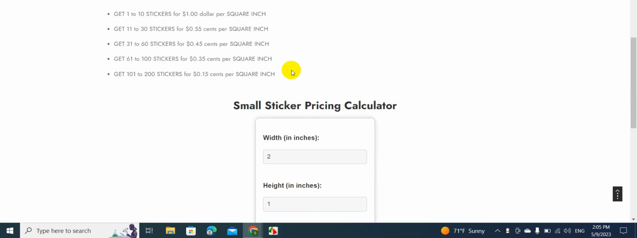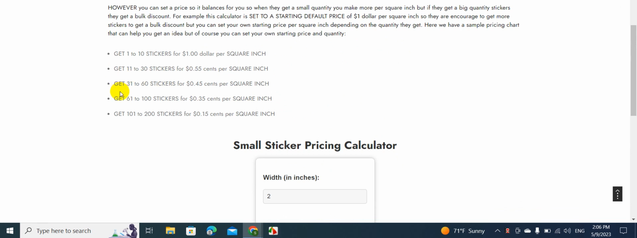And the more they get, the better the price they'll get. Let's say I want the same size sticker, but I want 50 of them. Let's go 50. Now let's go up to the formula, and that person qualifies for 45 cents per square inch. So let's change that here, 45 cents per square inch. Now let's go to the calculator. $45 for all 50 stickers this size.